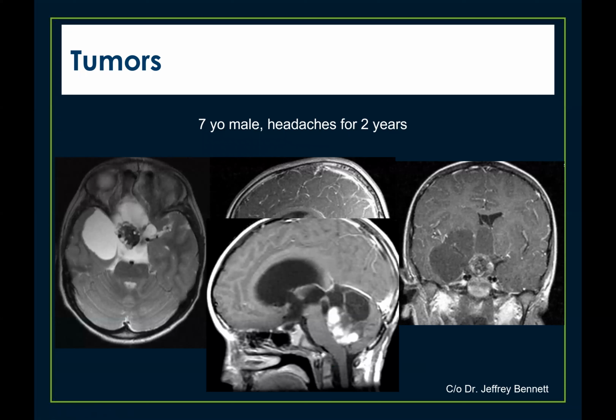Another case: when we have tumors which compress the fourth ventricle, as seen in this case, we might have hydrocephalus, and this might bring earlier symptoms, and the patients come earlier to medical attention.